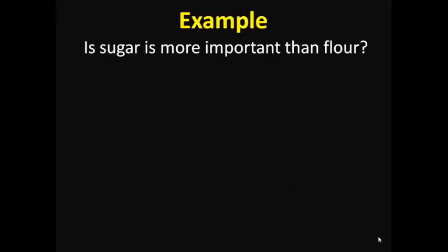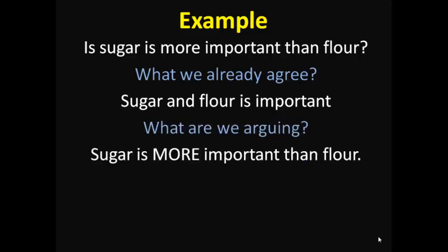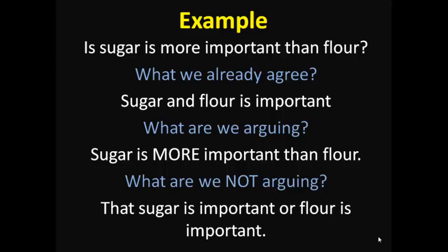Now the main issue, when we talk about is sugar more important than flour, you want to actually ask yourself, what have we already agreed? We've agreed that sugar and flour are important, so we are not debating or arguing about that. So what are we arguing? That sugar is more, capital M, more important than flour. What are we not arguing? That sugar is important or flour is important. We are not arguing that because we have agreed on that already.